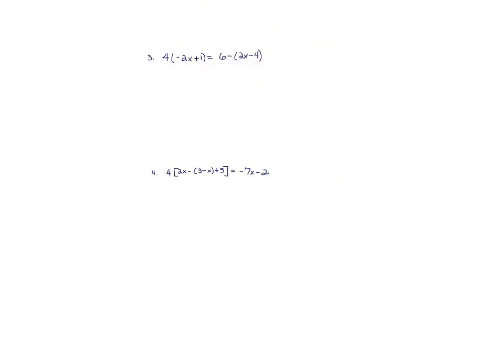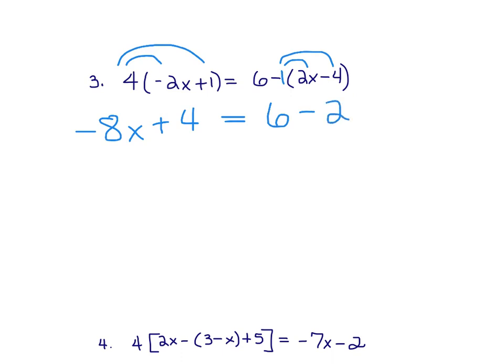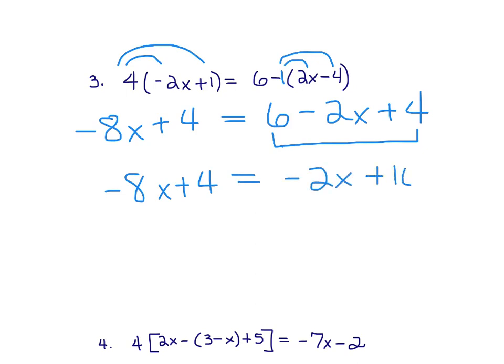Question? All right, so for number 3, again, I need to distribute and then I need to combine my like terms. So I'm going to distribute the 4, and that's going to give me -8x plus 4. Then I'm going to notice again, I'm going to distribute a -1, and this is going to give me 6 minus 2x plus 4. I now can group my like terms on the right, the 6 and the 4. When I add those, I get 10.